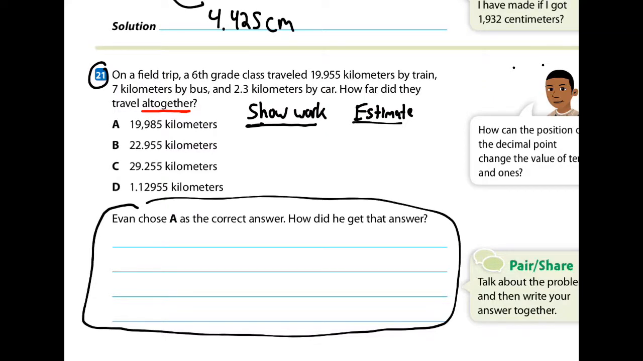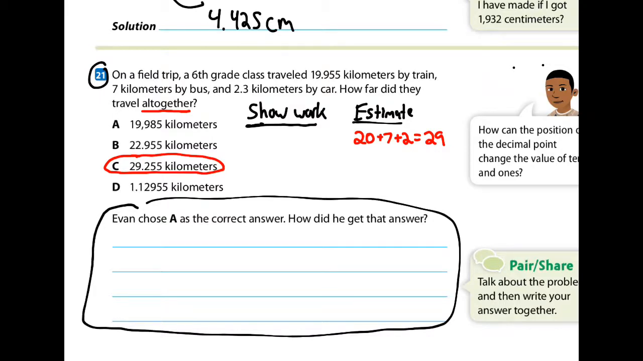So, first off, I'm going to estimate. If I round 19.955 kilometers, that rounds to about 20. 7 kilometers, well, I'm going to keep that 7 because it's a whole number. And 2.3 is about 2. If I add those up, I get 29. Now, because my estimate is so close, I am 99.9% sure that the answer is going to be C. So, honestly, I could get away with probably not doing the exact answer, but I won't do that to you guys. So let me show my work.